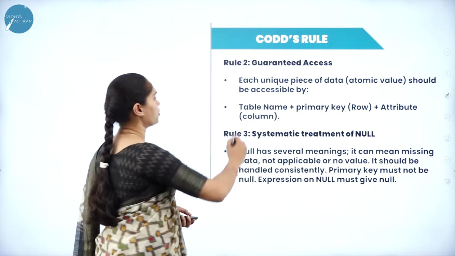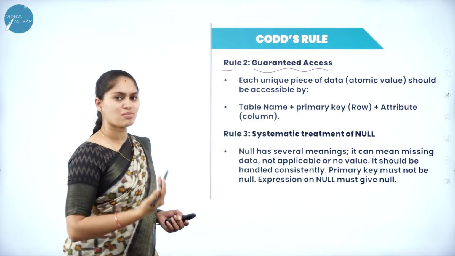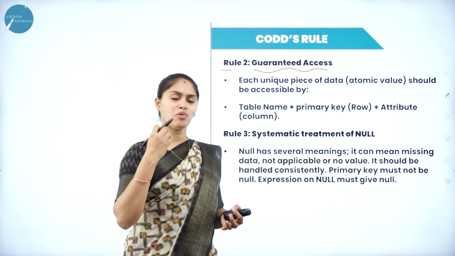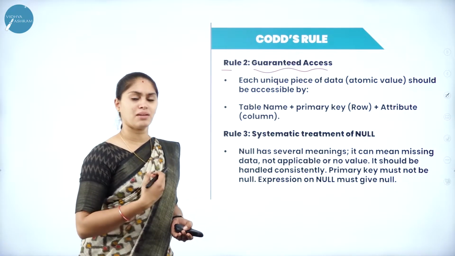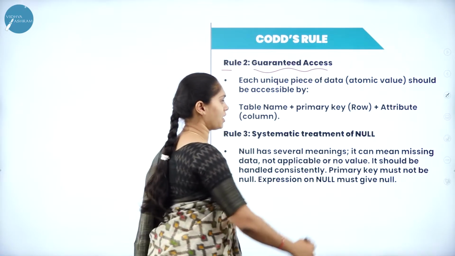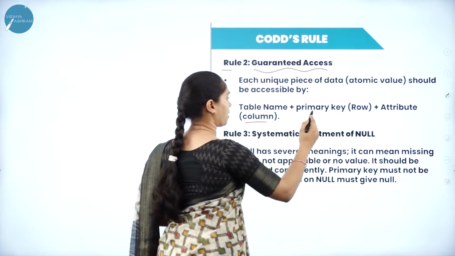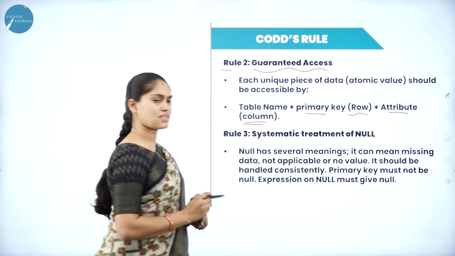We'll see rule 2, that is guaranteed access. So we have a large amount of data in my database and I want to access it. How are we going to access that data? That is possible with the help of table name plus primary key plus attribute. The primary key represents the row and the attribute represents the column.